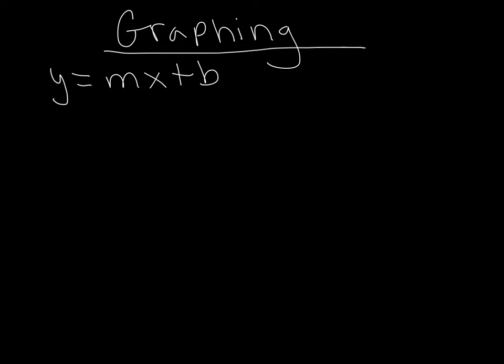So when we are talking about graphing, m is your slope, and b is your y-intercept. Okay, that is where it crosses the y-axis. And what I first want us to practice with today is just thinking about writing equations in slope-intercept form.